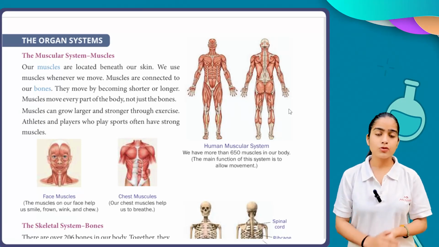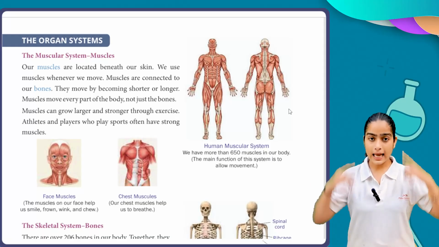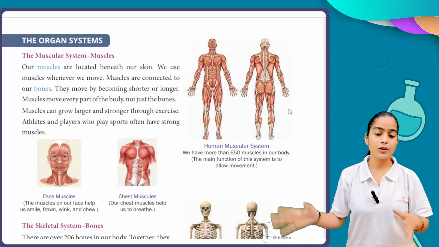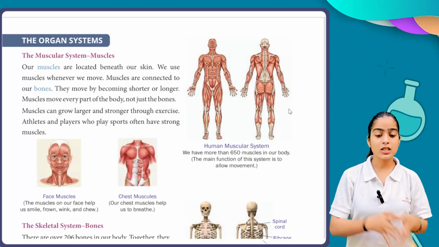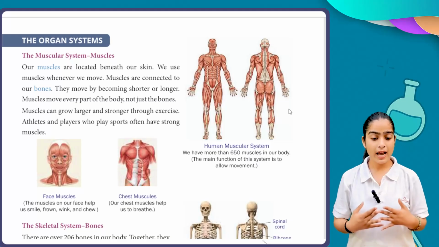And they are helping us to move from one place to another by changing their sizes, short or long, right? So in legs we have strong and long muscles, and in our ears we have short muscles. So muscles move every part of the body, not just the bone. Muscles can grow larger and stronger through exercise. Athletes and players who play sports often have strong muscles.